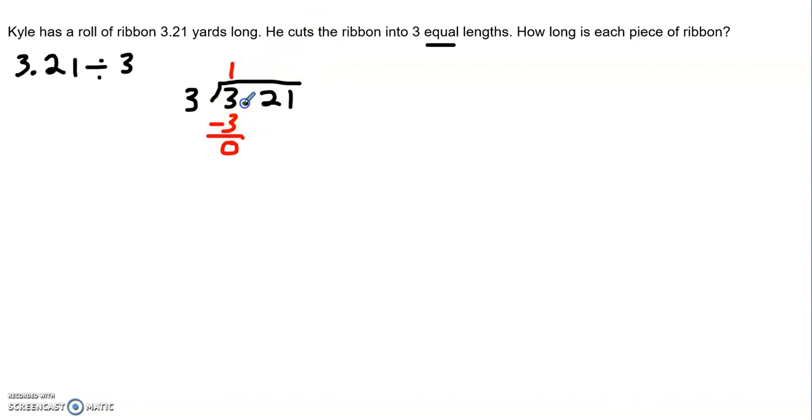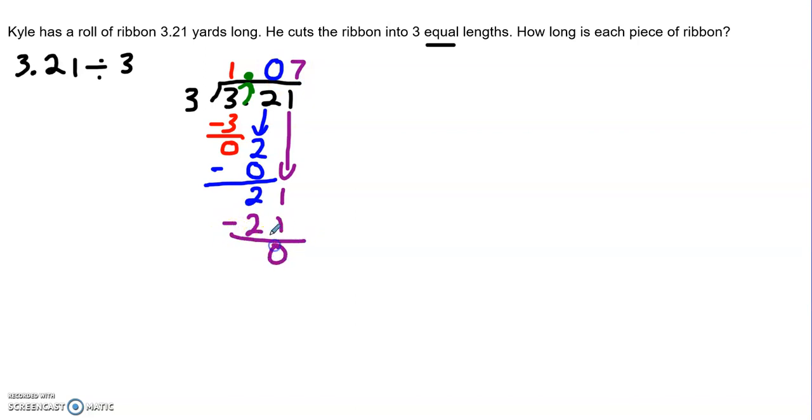Now the next digit is this decimal, so I just scoot it on up right where it is, and I move on to the next where I bring down my 2. Can 2 go into 3? It can in a decimal format, but we don't want to go into decimals. So right now we're going to put a 0. 0 times 3 is 0. So I have 2 minus 0 is 2. Then I bring down the 1. How many times does 3 go into 21? Knowing my facts, I know that 7 times 3 is 21. And 21 minus 21 is 0.